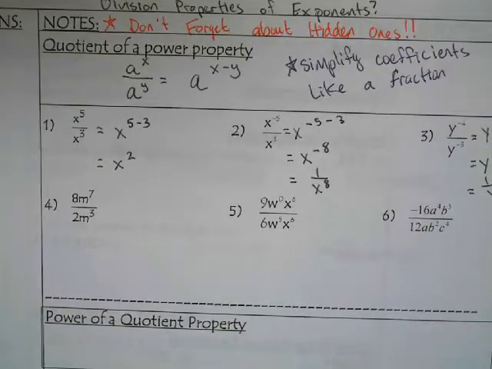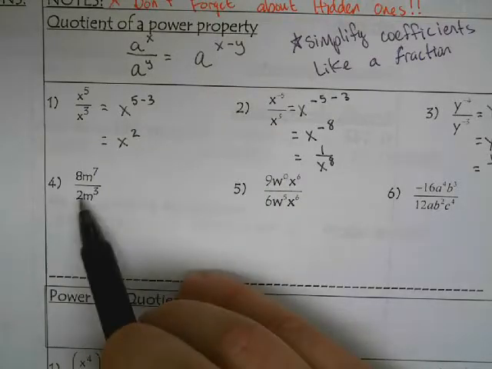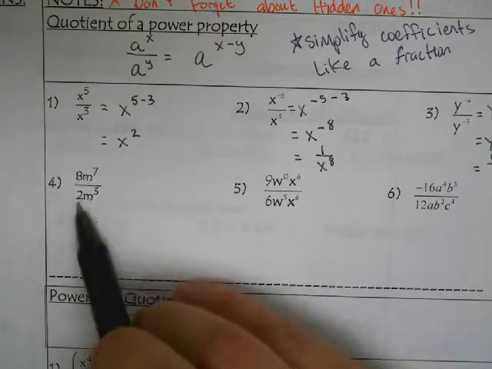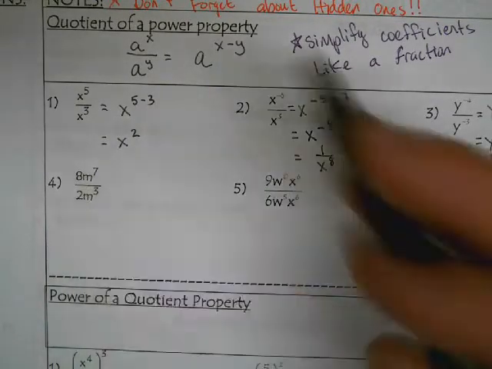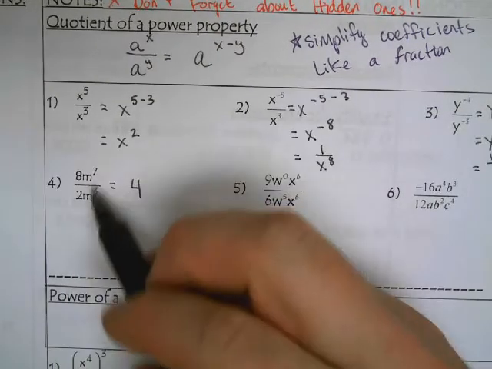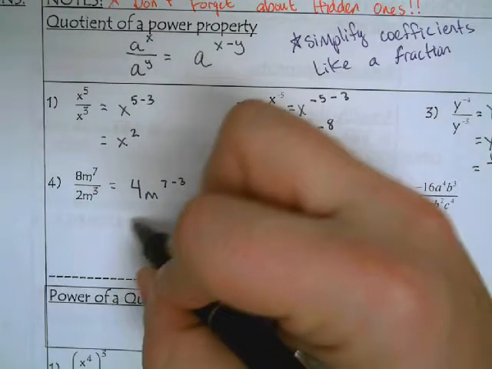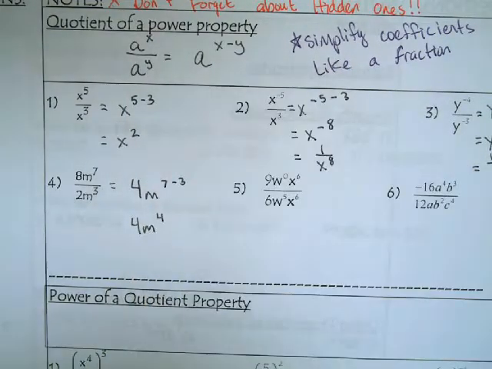So that's just subtracting the exponents. Let's dive in a little deeper. Remember, we want to simplify coefficients as if they are fractions. So I have 8 over 2. That simplifies to 4. And then I have m to the 7 minus 3. So that would equal 4m to the 4th.